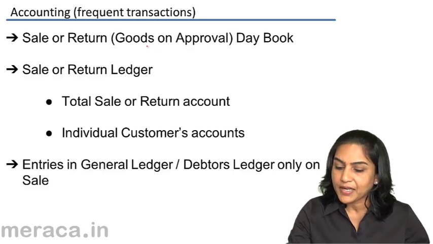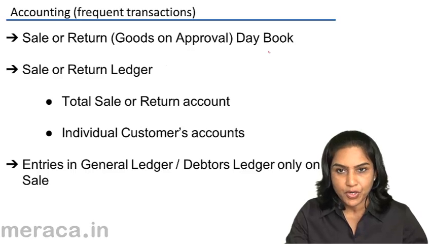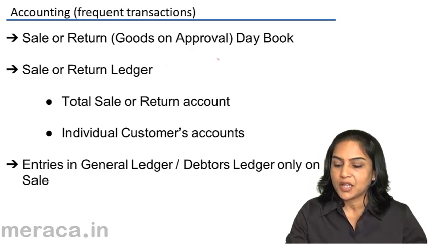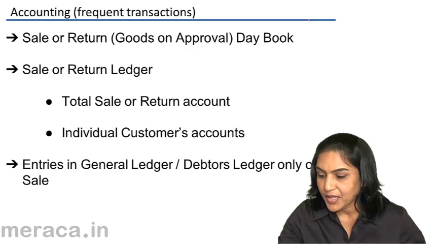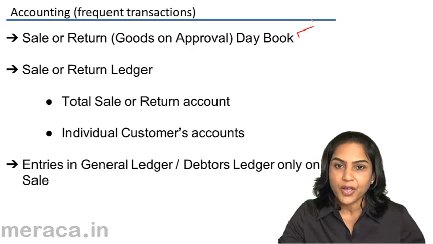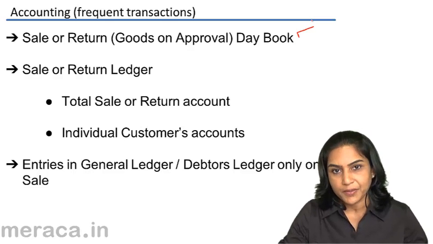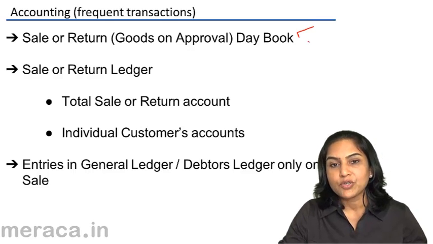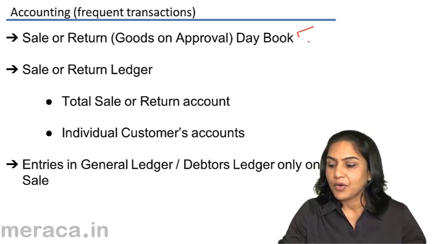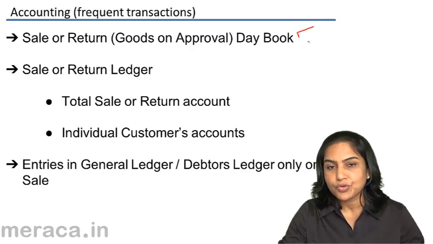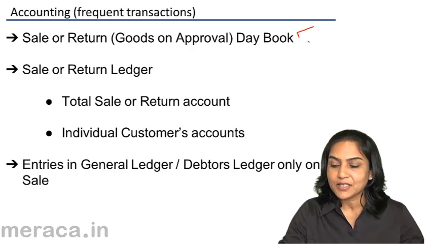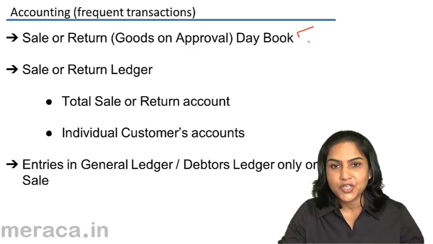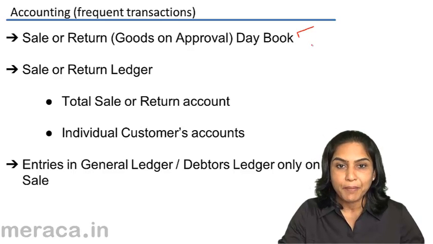First and foremost, we maintain a sale or return daybook, sale or return journal, or it may be called a goods on approval daybook or a goods on approval journal. This is where we first record any goods which are sold on approval. When goods are returned, also we record in this. When goods are approved too, we record in this column. The format and the details we shall discuss in a while. But this is the book where the first record of goods sold on approval, goods returned, goods approved are first made.